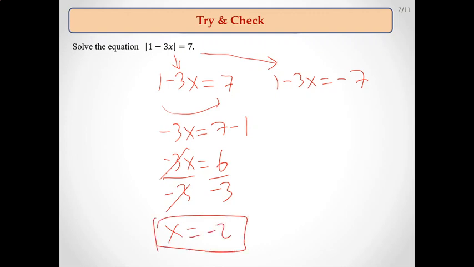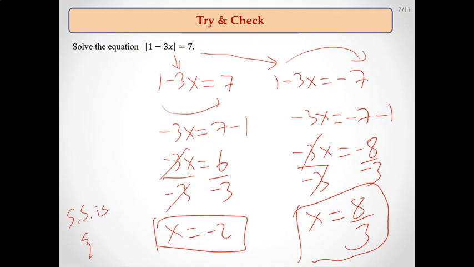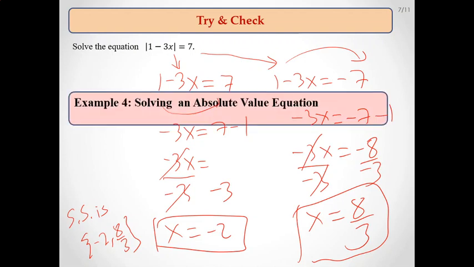That's one solution. And I can do the same thing here. Send 1 to the other side, it will be negative 3x equal to 8. Divide by -3. Let's see, x will be 8/3. Okay, so the solution set is -2 and 8/3 for this equation.